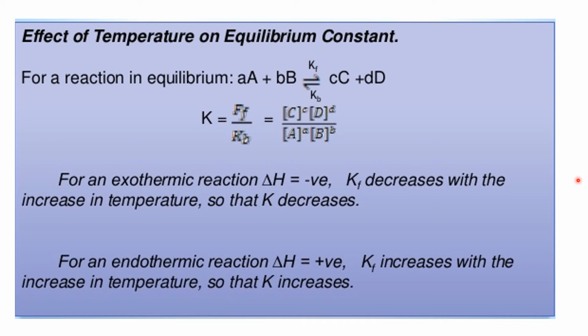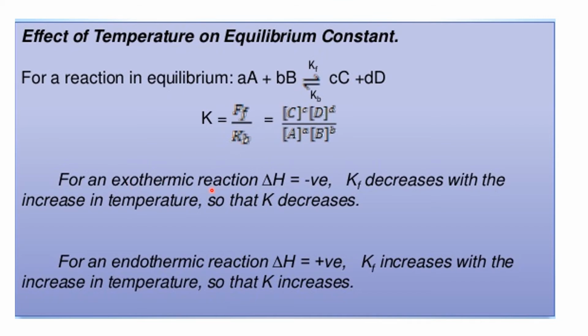Now consider the effect of temperature on the equilibrium constant. When we consider an equilibrium reaction, there is a forward reaction as well as a backward reaction. If Kf is the rate constant of the forward reaction and Kb the rate constant of the backward reaction, we could say K is equal to Kf divided by Kb, that is, the rate constant of the forward reaction divided by the rate constant of the backward reaction.